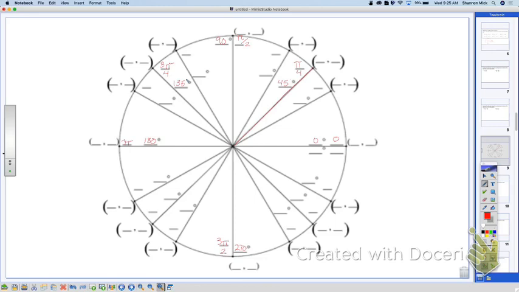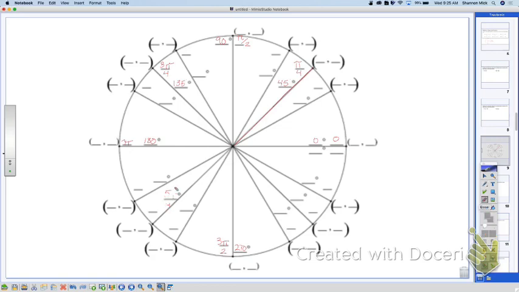So I've got 3 pi over 4, plus another pi over 4 gives me 4 pi over 4, which is what? Pi. And then I'm going to go another 45-degree chunk. 5 pi over 4. And 180 plus 45 is what? 225. Oh, that's the degree one. Yes, I put it on the wrong one.